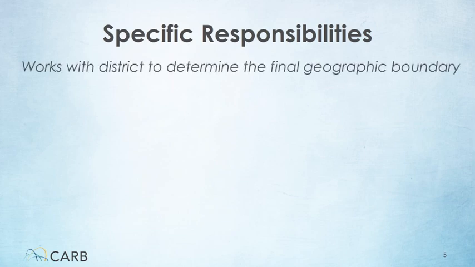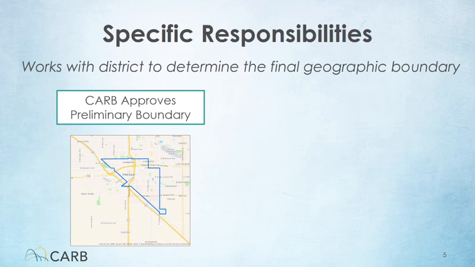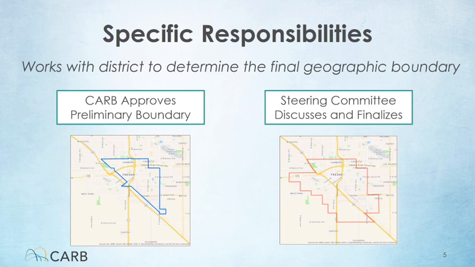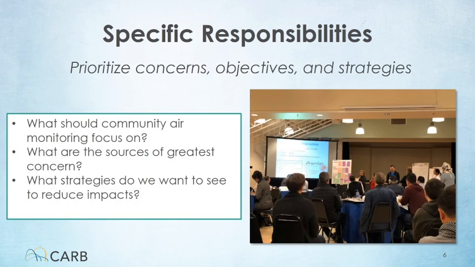One of these is to determine the final geographic boundary for the community. When CARB selects a community, it approves a preliminary boundary. It is up to the steering committee and the air district to work together to finalize the boundary. The final boundary can have implications for who can serve on the steering committee, which emission sources are included in the technical analysis, or where air monitoring is conducted. There are many different ways to approach each of these issues, but it is very important to finalize the boundary early in the process.